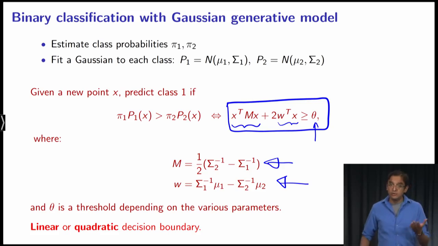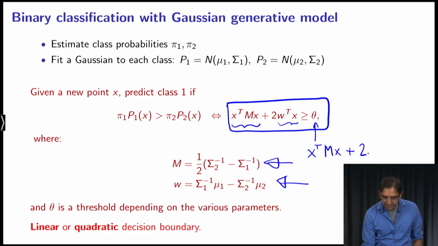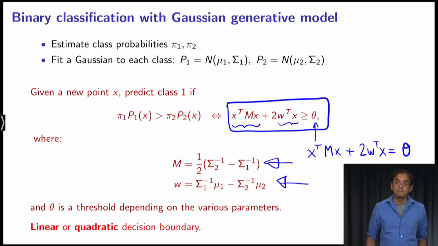So what happens is when you use this rule, some points get classified as class 1, some points as class 2, and the decision boundary is the separating region between these two zones. The decision boundary corresponds exactly to this equation, X transpose MX plus 2 W transpose X equals theta. Okay? And this is a quadratic boundary.